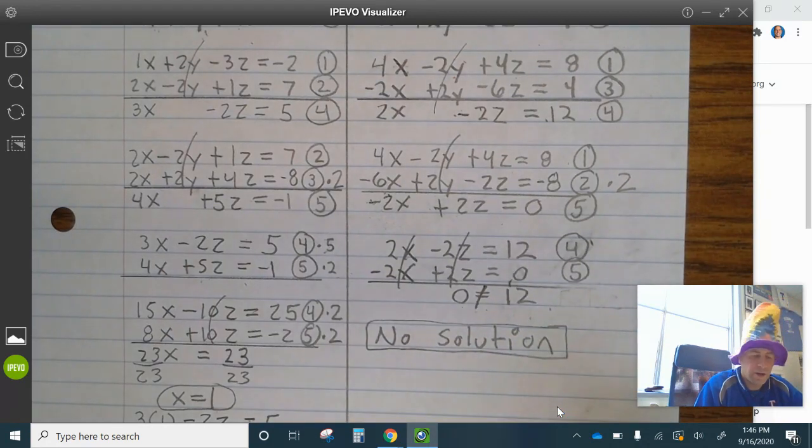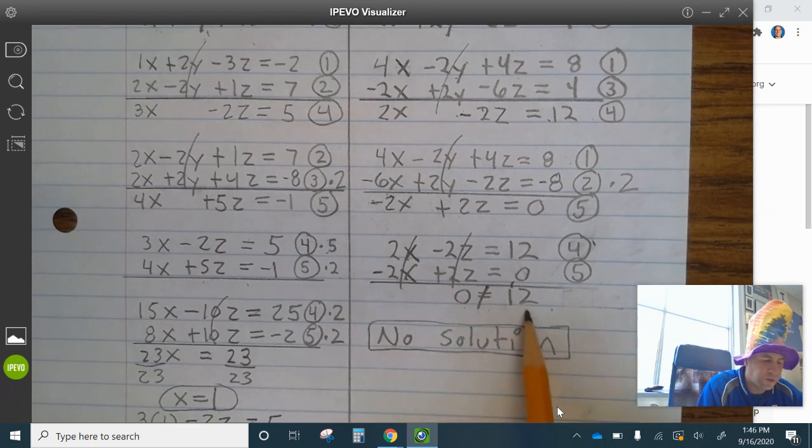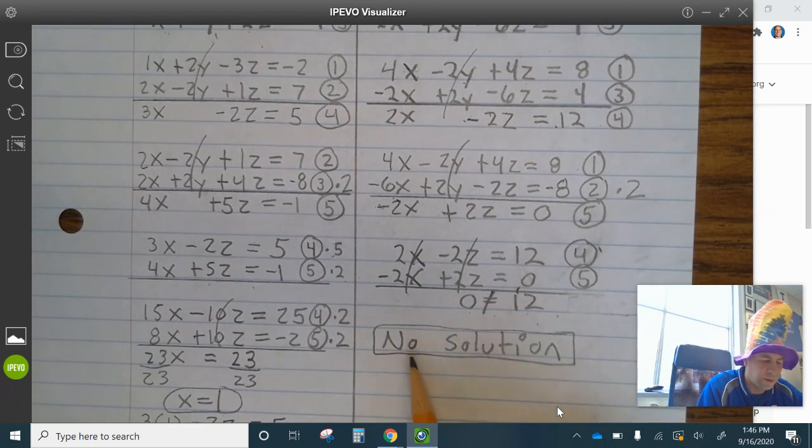So let me say it again. When all the variables are eliminated and you're left with a false statement, right? 0 will never equal 12, then there's no solution.